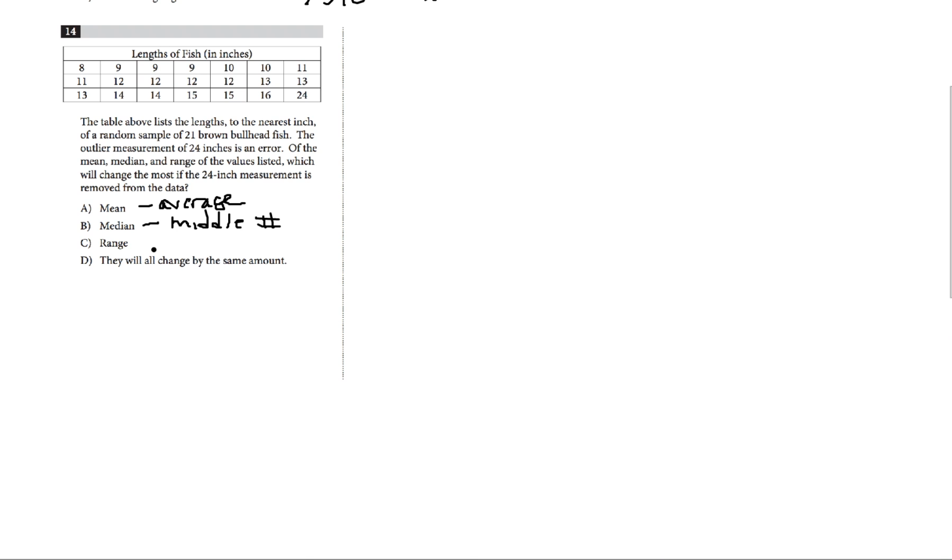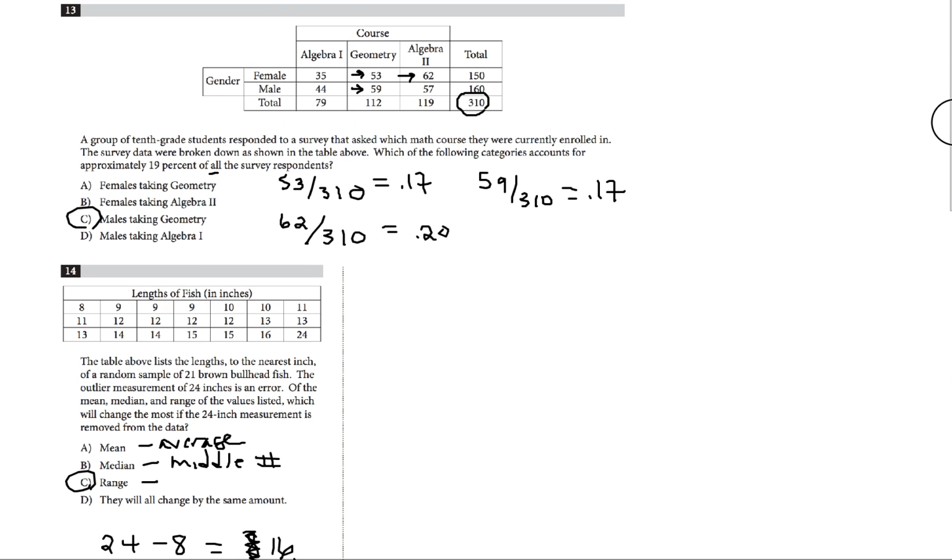Pretty sure there. And then the range. The range is the difference between the biggest and the smallest. So if you did 24 minus 8, you're going to get 16. And if you take off the 24 and find the range, it's going to be 16 minus 8, which is, whoops, okay, this one should have been 16. This one's going to be 8. So it's a big difference. This is the biggest difference, and so the answer would be the range. All right, so that's it for this video.